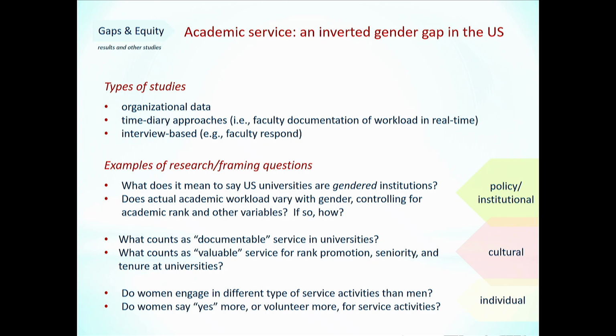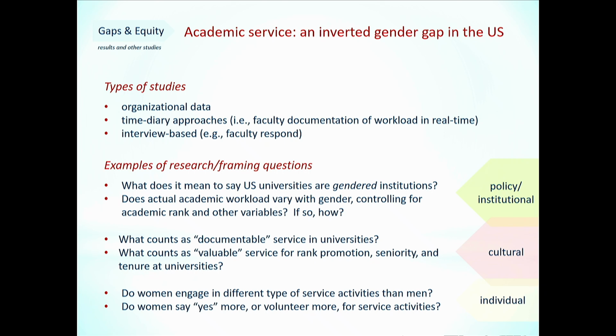I have 6 there, and I'll go through them, but each connects to either policy or institutional levels, cultural levels, or individual levels. And these are not so separate from each other. There's a lot of overlap between these types of questions. So one question that is really a framing question, but I think this is a word that is important to know, and it's not so evident what it means. What does it mean to say United States universities are gendered institutions? So that's the word right there, okay?